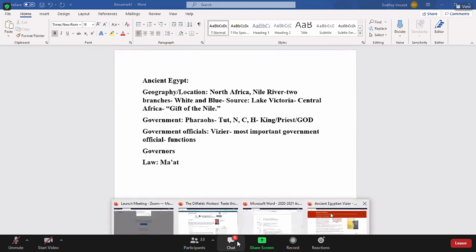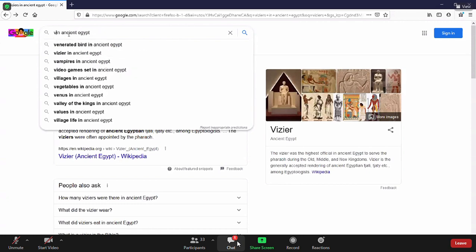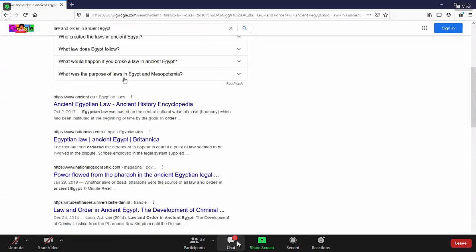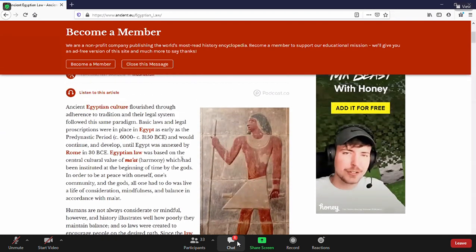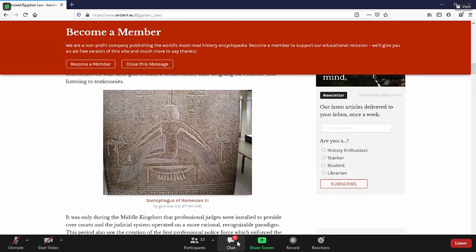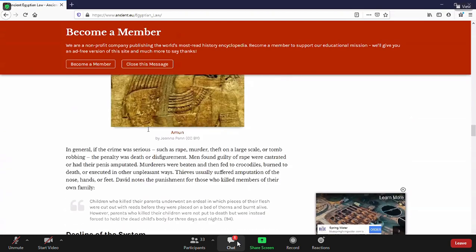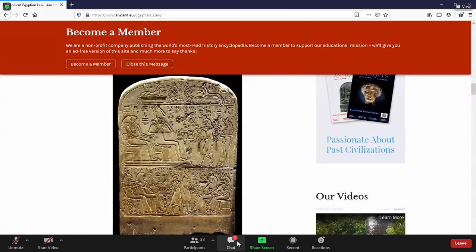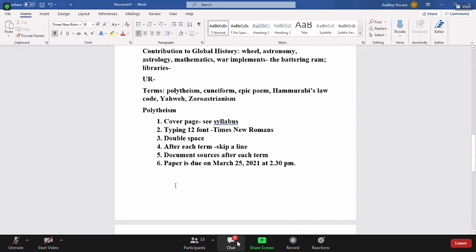Let's check it out. Again, you go to Ancient Egypt Online, and this is it here. Maat. The law was based on the central cultural value of Maat. And it goes down and tells you everything about the law: administration of law, codes, crime and punishment. Right? So you can read this website and you will know about the law, Maat. So ancient Egypt, what else do we have? What was the next thing we did? So we have laws.